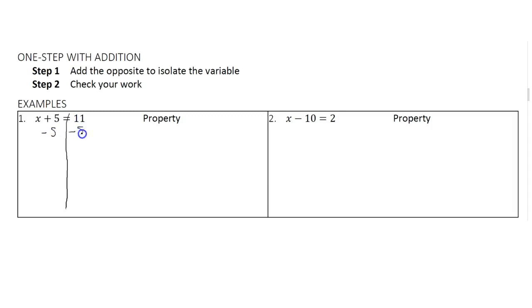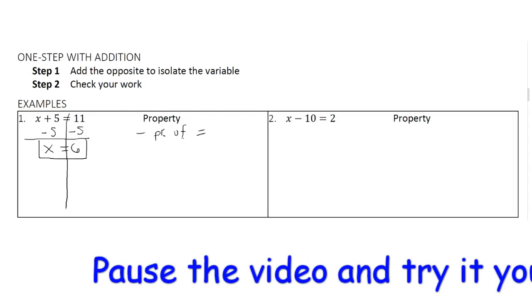To do this, we add a negative 5 to both sides of the equation. This gives us x plus 0, or x, on the left, and 11 minus 5, or 6, on the right. Our solution is x equals 6. The property we used was the subtraction property of equality. Now pause the video and try the next example yourself.